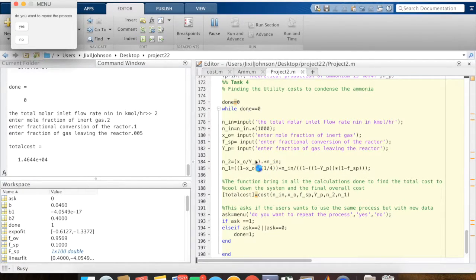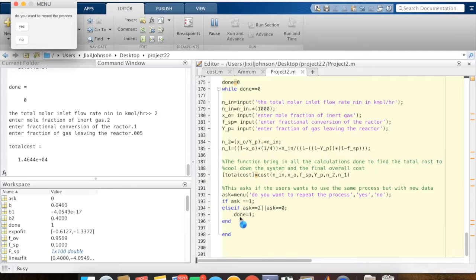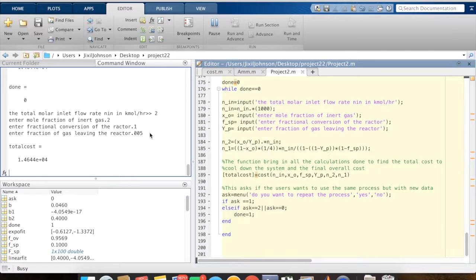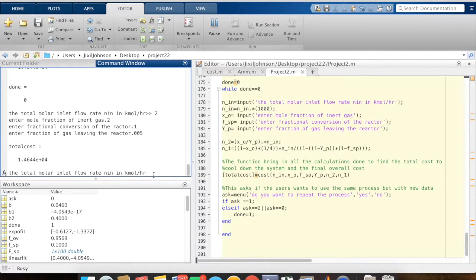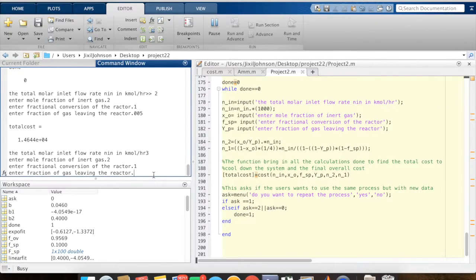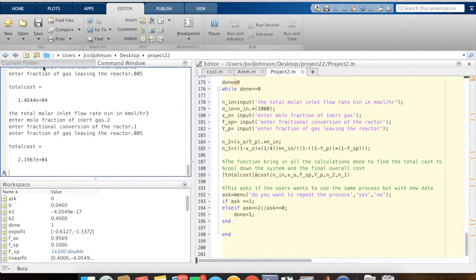And I have created a while loop to ask the user if they want to repeat the function, and it's a menu. If it's a yes, it'll go out of the if statement and go back to the loop. If it's a no, it will change the condition for the while loop and will exit the while loop. So if I put yes, it will rerun. 3.2.1.005. As you can see, the cost changes, and if the user does not want to repeat the function, it goes out of the loop.